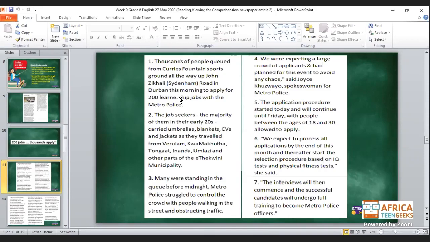So let us read. Is there anyone who would like to read for us? Please raise your hand. If you can see it and you would like to read it for us, please raise your hand and I will give you an opportunity to read for us. Can somebody raise a hand? Someone to read the first paragraph for us, please. Somebody, anybody?